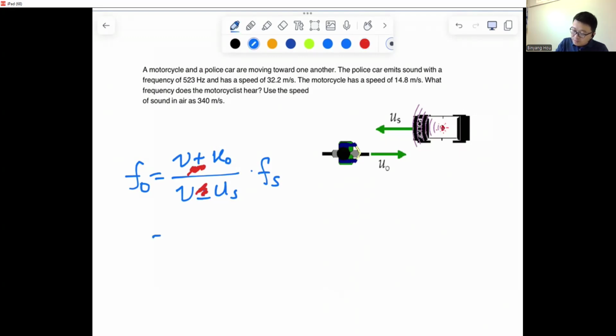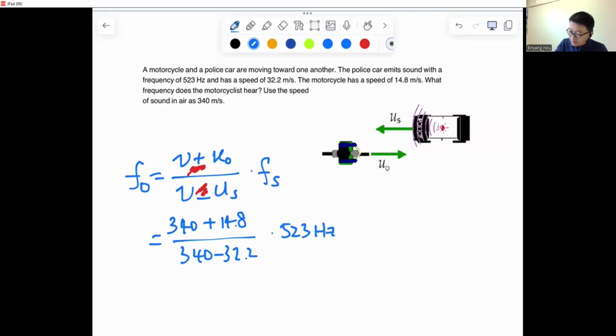Okay, and then we can plug in numbers now. 340 plus, for the observer, which is the motorcycle, 14.8, and then at the bottom 340 minus 32.2 for the speed of the police, times 523 hertz. So yeah, it's about which sign you'll pick. At the end, this is 603 hertz heard by the motorcyclist.